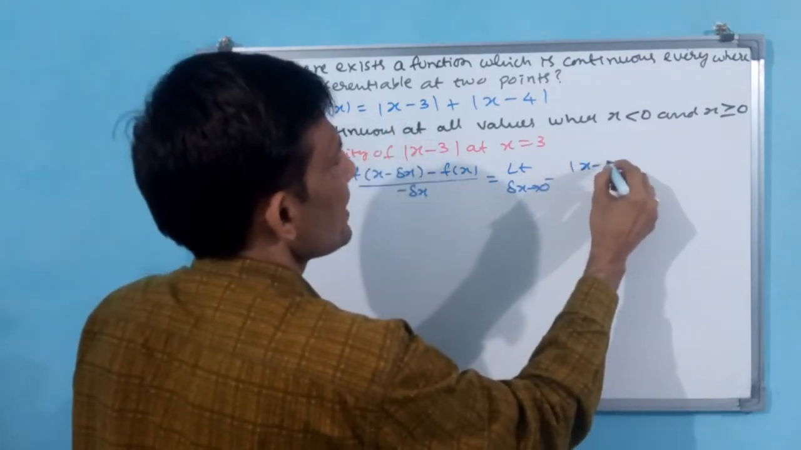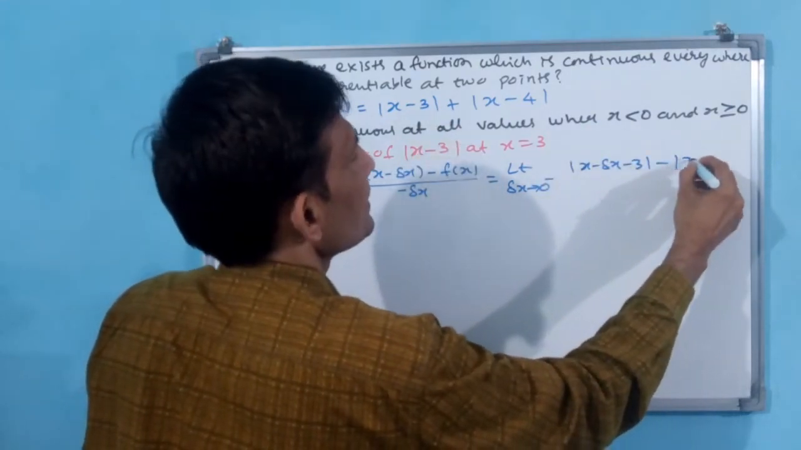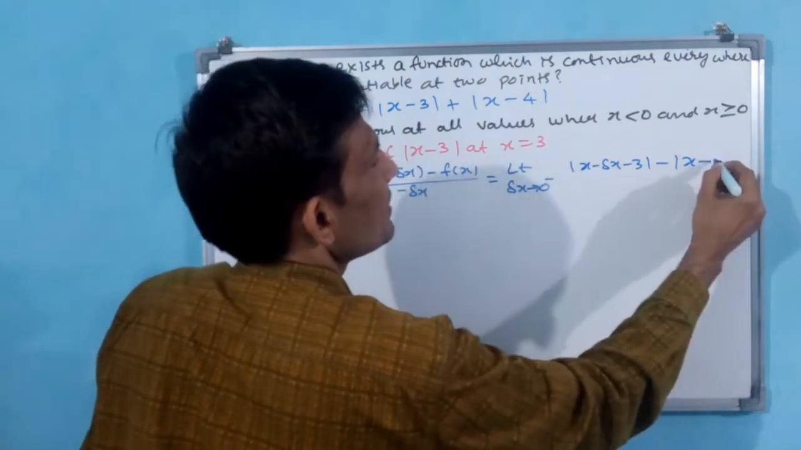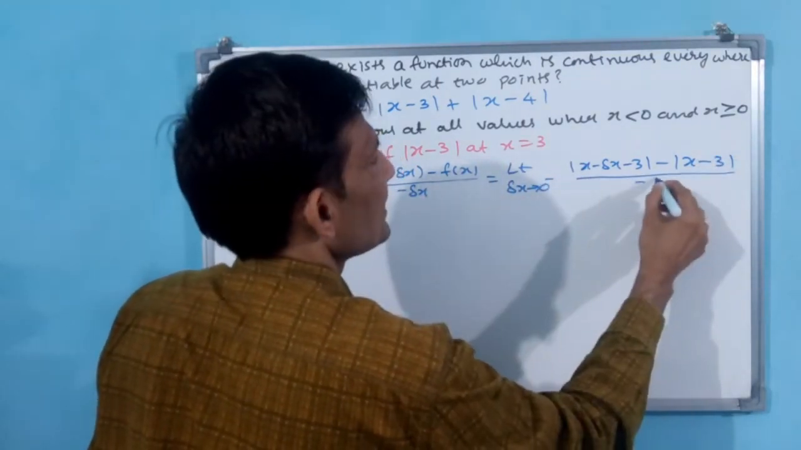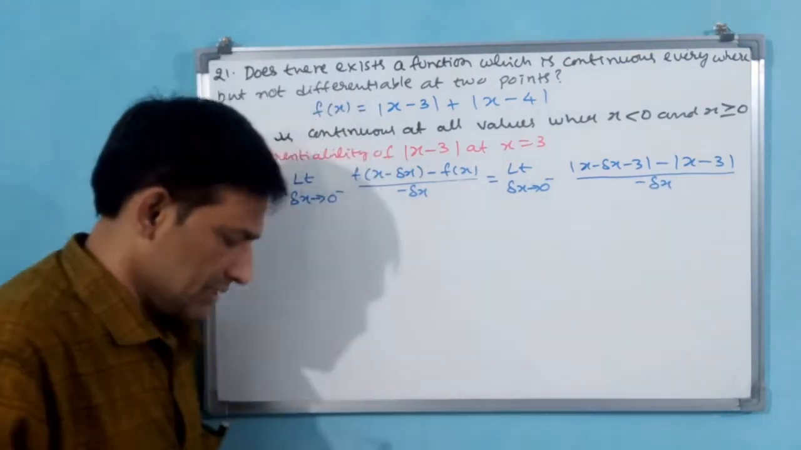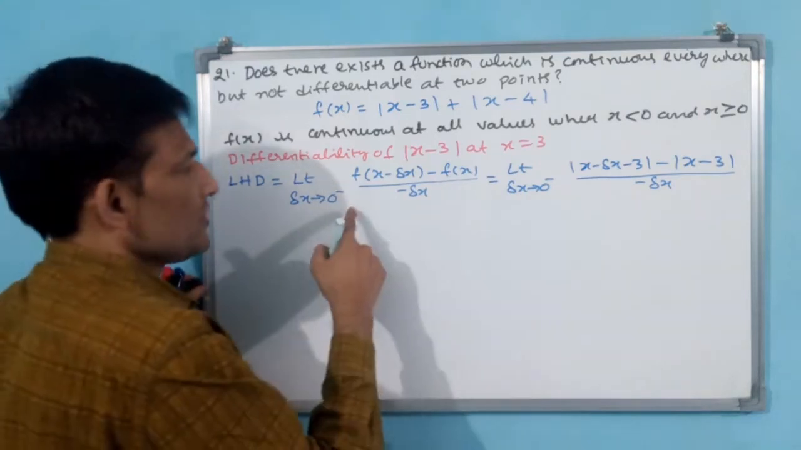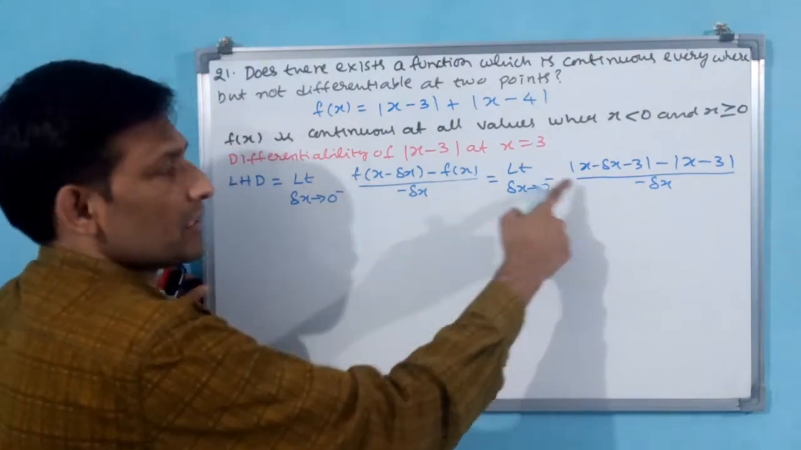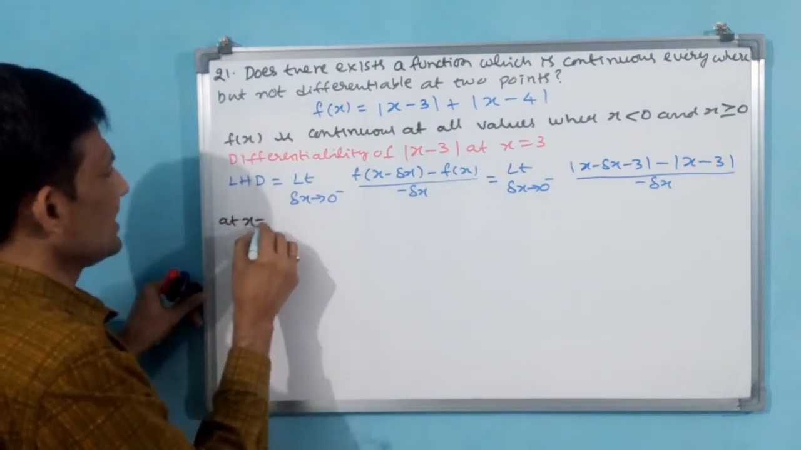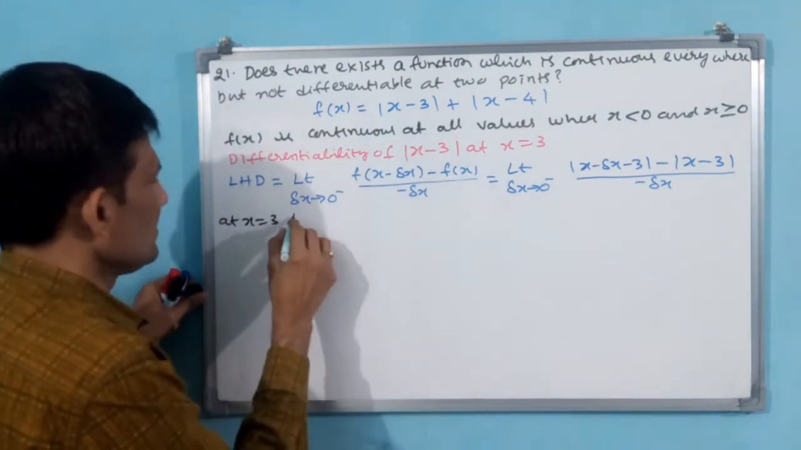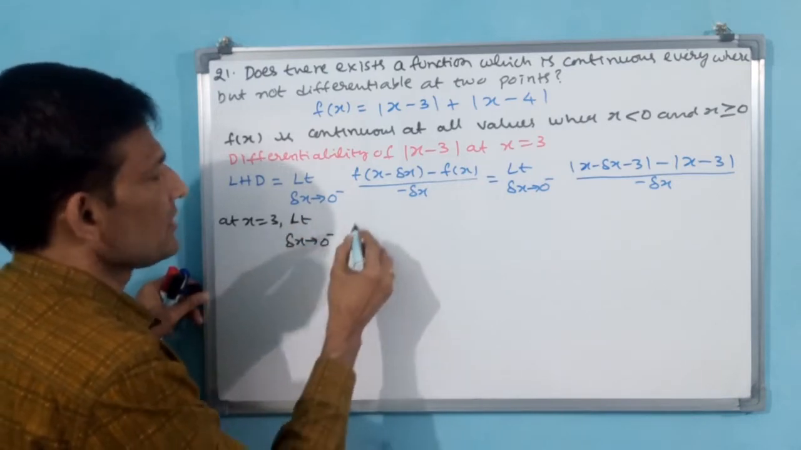x is there, x minus delta x I have written, then minus |x minus 3| divided by minus delta x. Okay. Now proceed. See, this is the formula, this is the function. Now you write at x is equal to 3. Again you write limit delta x tends to 0 minus.